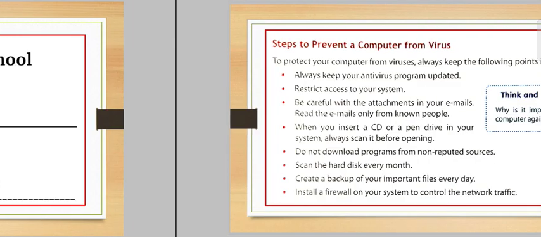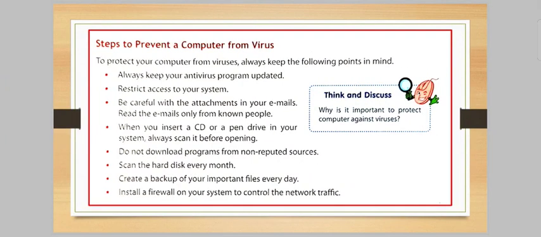Okay, now move on to the topic. So the first topic is steps to prevent a computer from virus. We need to do a few things to protect our computer from virus. First, always keep your antivirus program updated. So we need to update our antivirus program regularly. Restrict access to your system. Next, be careful with the attachments in your emails.